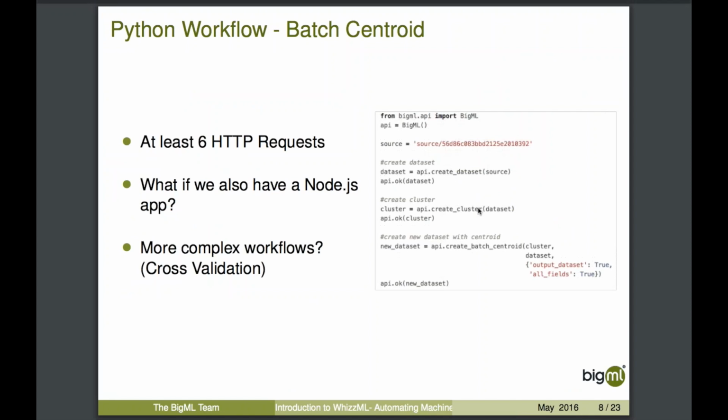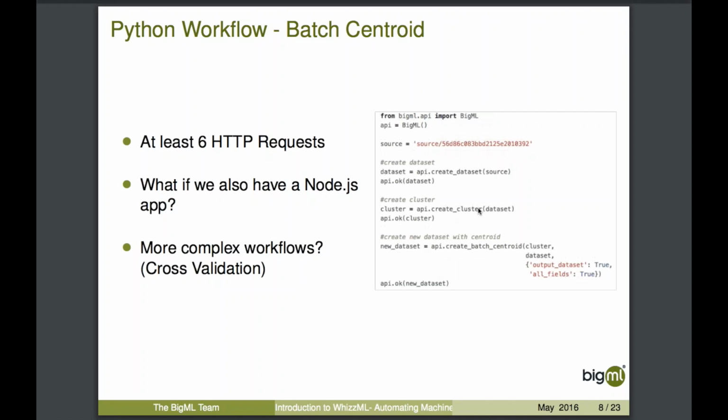Another way is if we code it in Python. So on the right, you see an example of Python code. So what we do is we import BigML, we create an API, we tell it which source we want to use, then we create a data set from the source. We need to make sure that the data set was created correctly. Then we create a cluster from that data set. Make sure the cluster was created correctly.